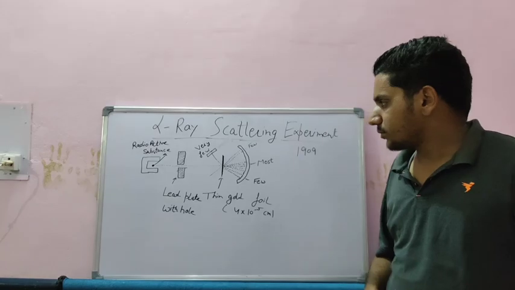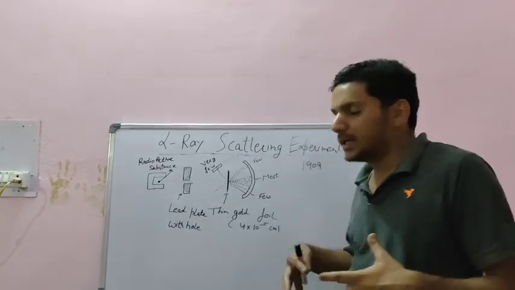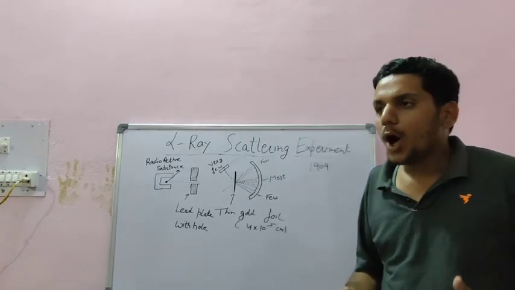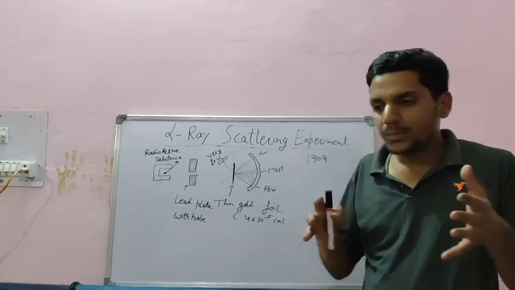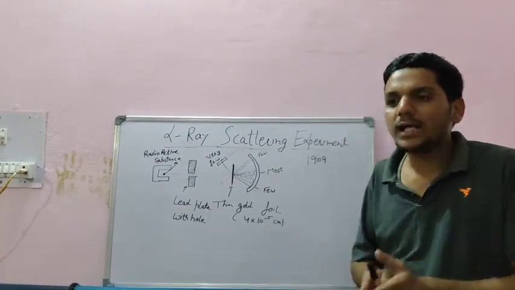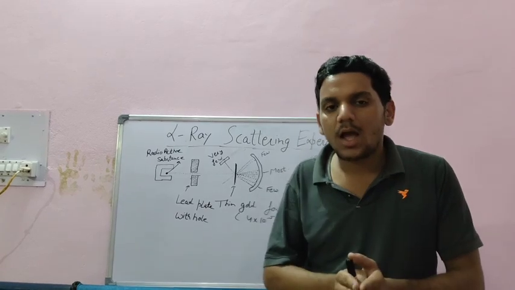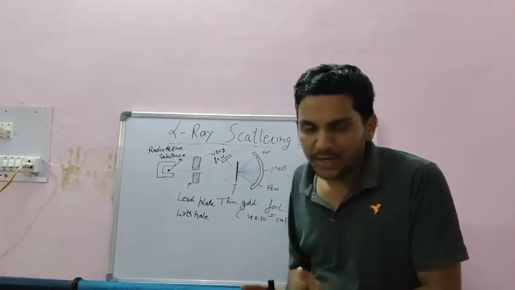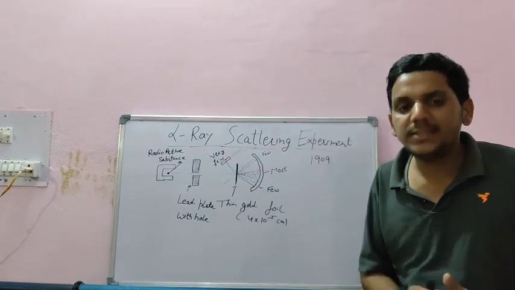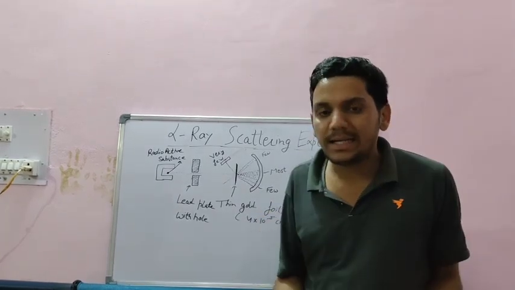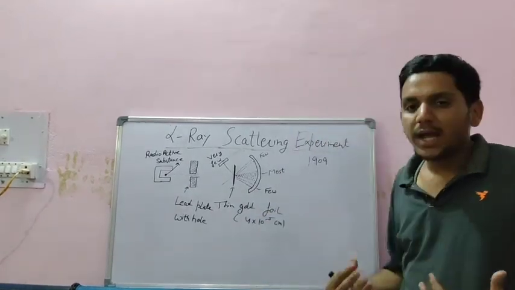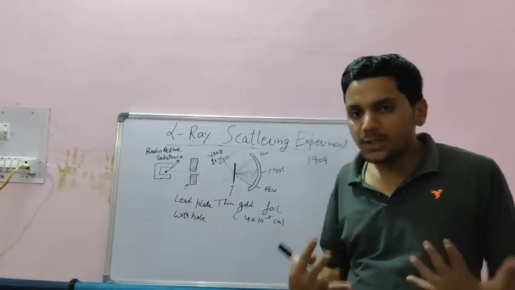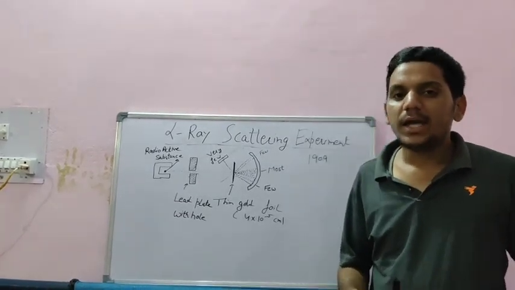So the result of Rutherford alpha ray scattering experiment is that most of the particles pass through the gold foil undeflected, very few particles show deflection, and a very small portion of particles get reverted back and go back again. So this is the Rutherford alpha ray scattering experiment.